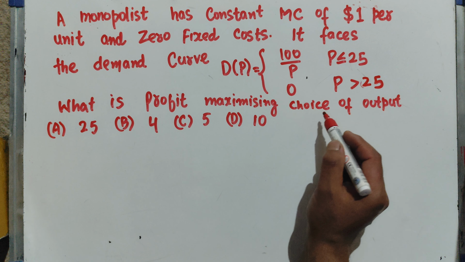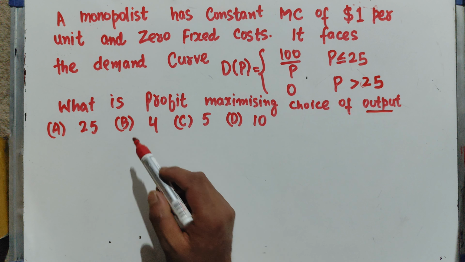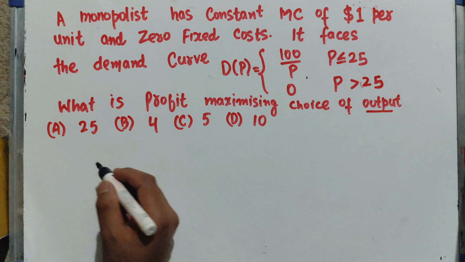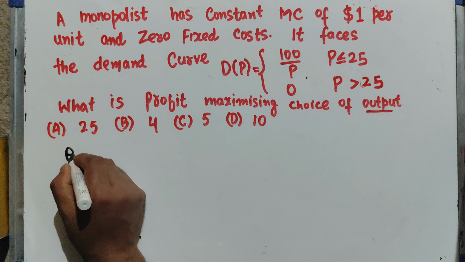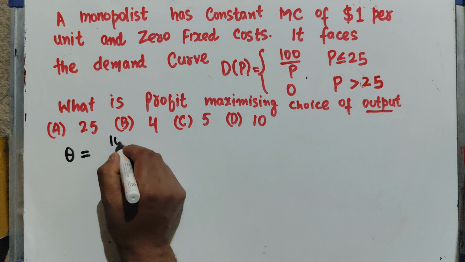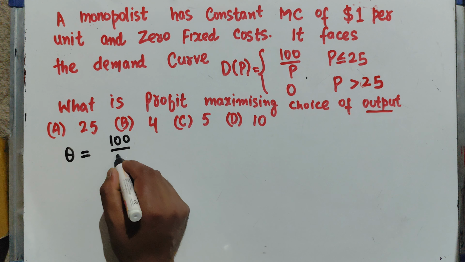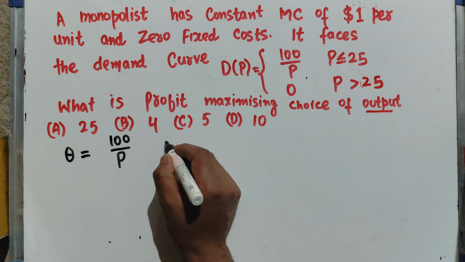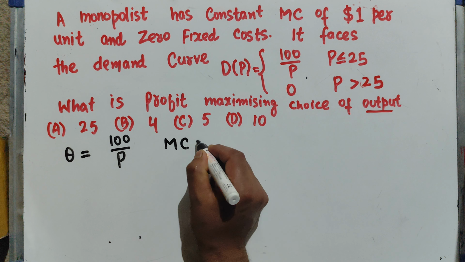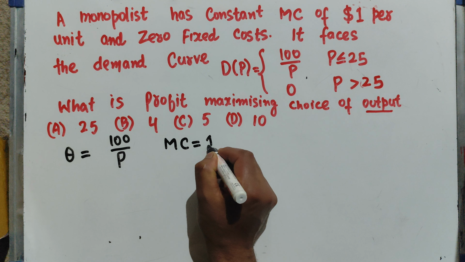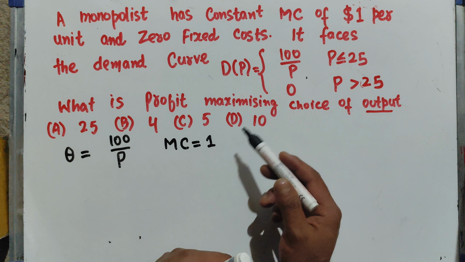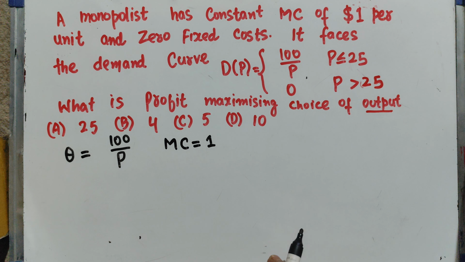What is the profit maximizing choice of output for the monopolist? We need to find out. So we have demand. If I write the demand function, Q, quantity demanded, is equal to 100 upon P. We are being given that this monopolist faces a constant marginal cost of $1 per unit, and we have zero fixed cost. And what will be the profit maximizing choice of output for this monopolist?